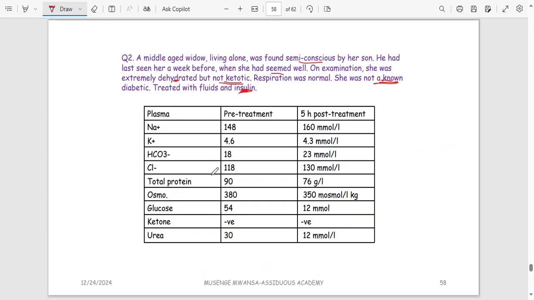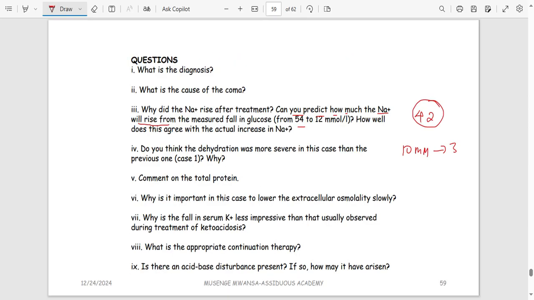Comment on the total protein. You can see the total protein was 90. After treatment, it became 76. Okay, so what is happening? Anyone that wants to say something there? Why do you think there is that change that is happening? There is a drop in the total proteins.